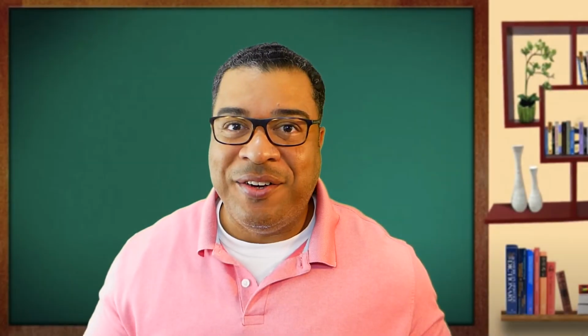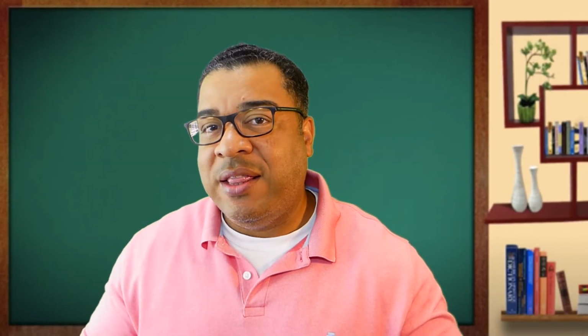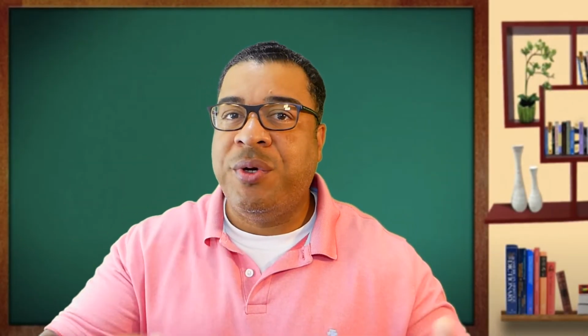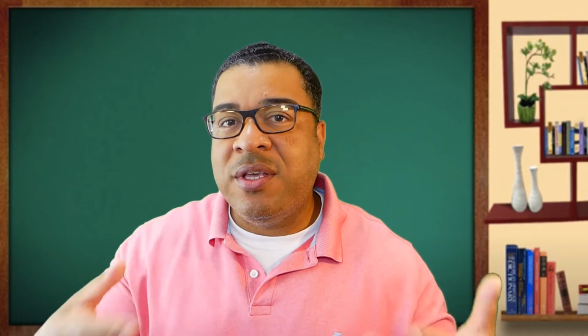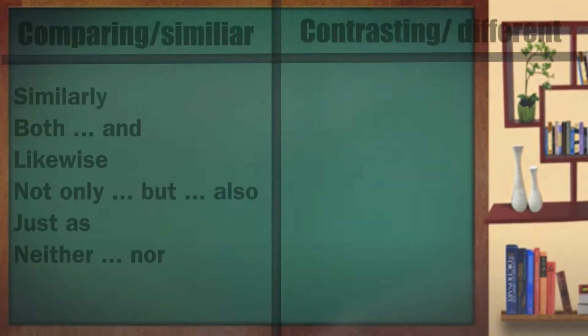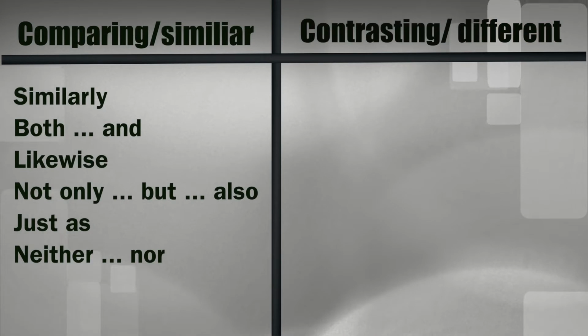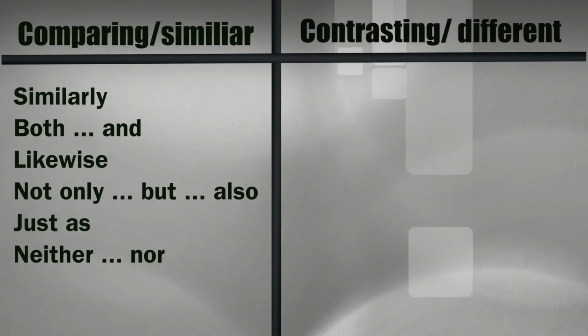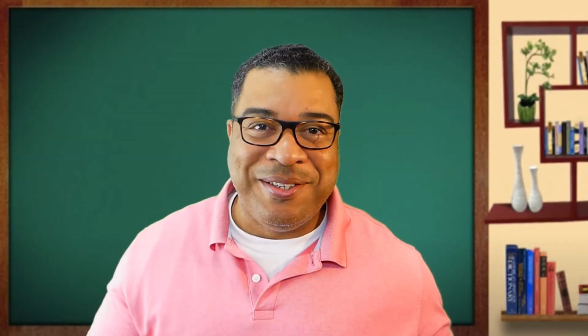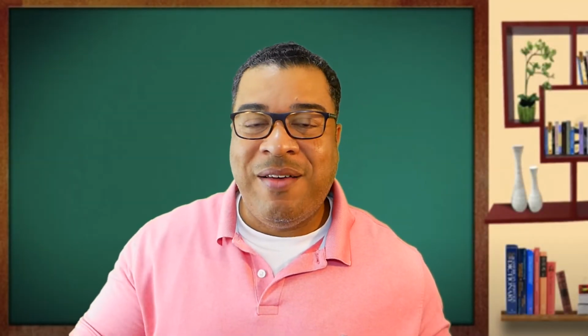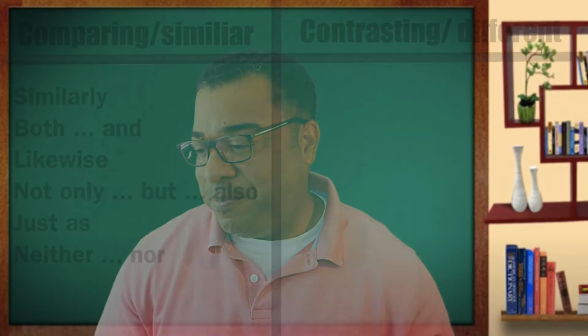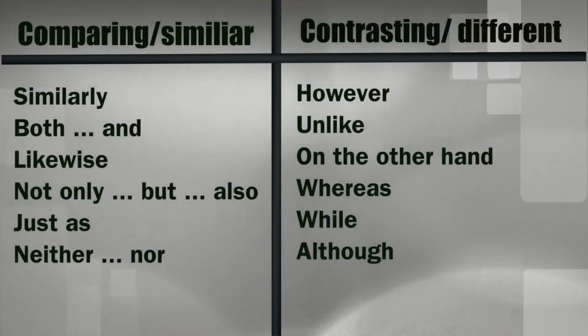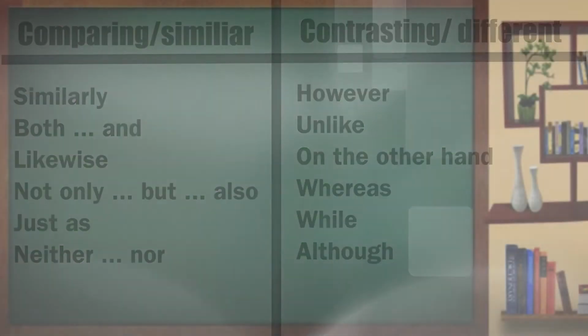All right, let's see how you did. So first we're going to look at the box on the left, which is showing things that are comparing or things that are similar. So you would have similarly, both and, likewise, not only but also, just as, neither nor. How did you guys do it? And of course, what's left would go on the right side. However, unlike, on the other hand, whereas, while, although.